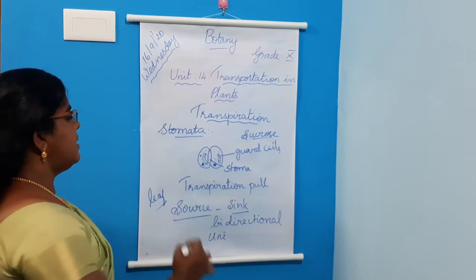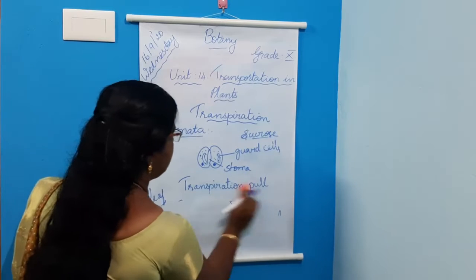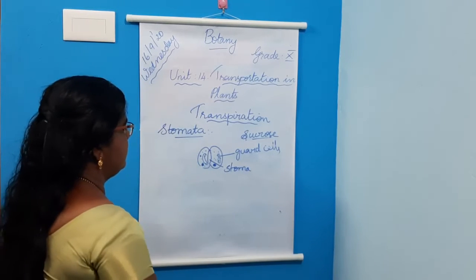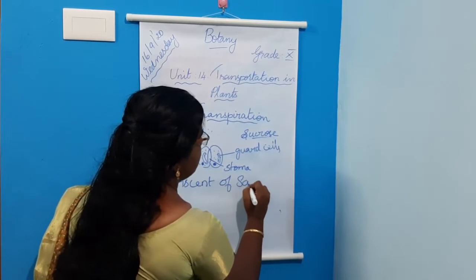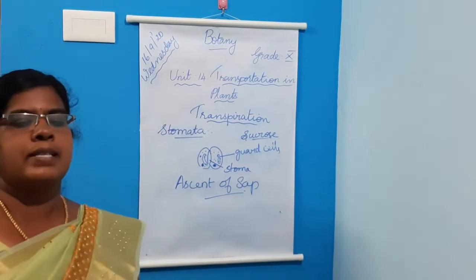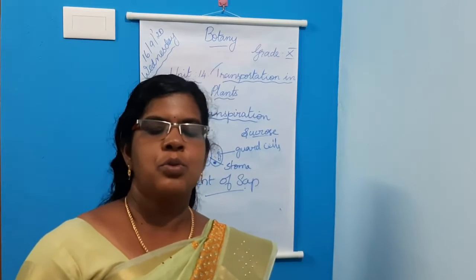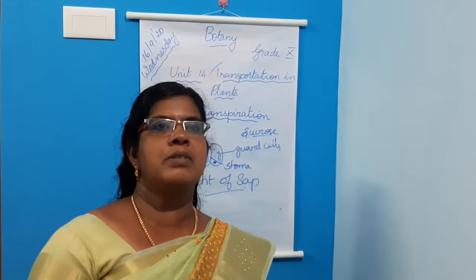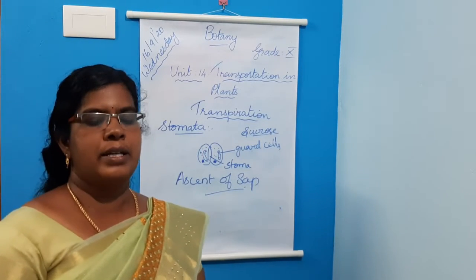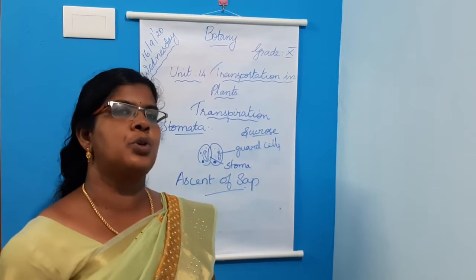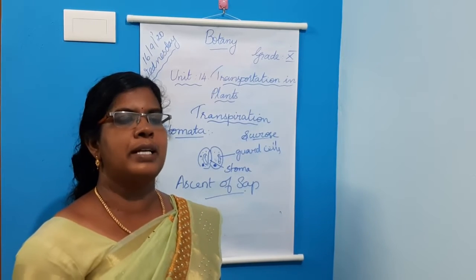Next, about ascent of sap. The upward movement of water and minerals from the roots to different parts of the plant body is called ascent of sap. A number of factors play an important role in ascent of sap.